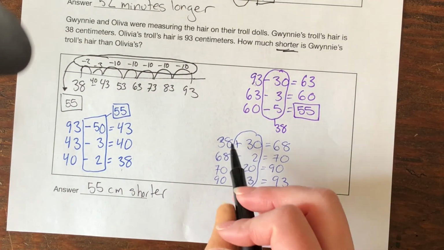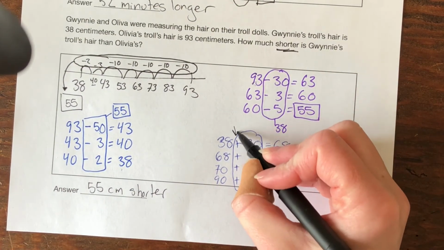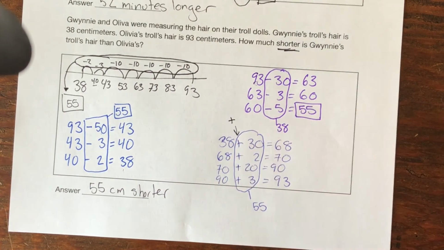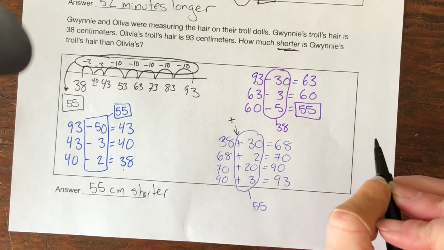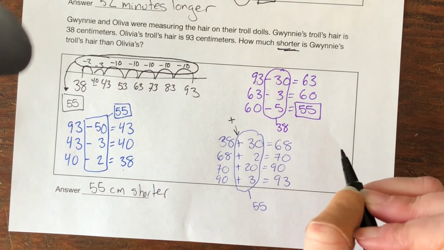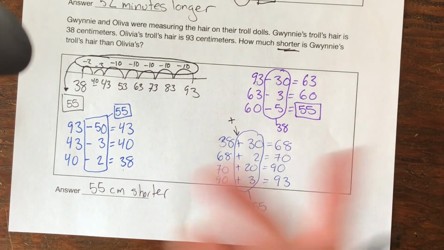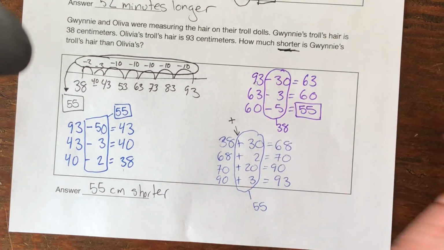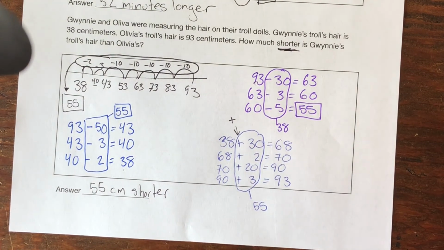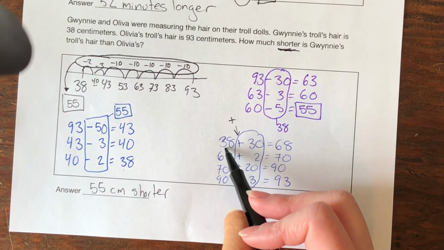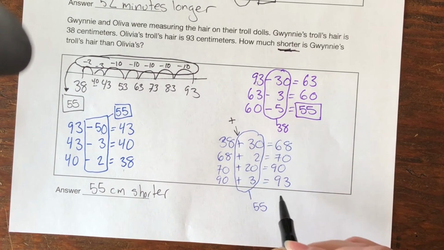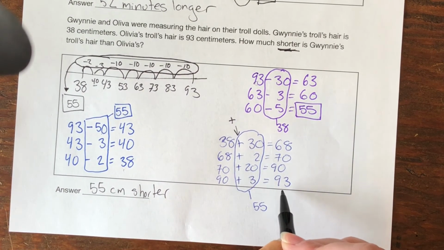This last one, noticing that the action is addition. Now I'm not adding these two numbers together, 38 and 93. That would give me a bigger number. I'm still trying to find the distance between the two and how much shorter. So here I'm at 38, the shorter, and I'm adding up to the longer total.